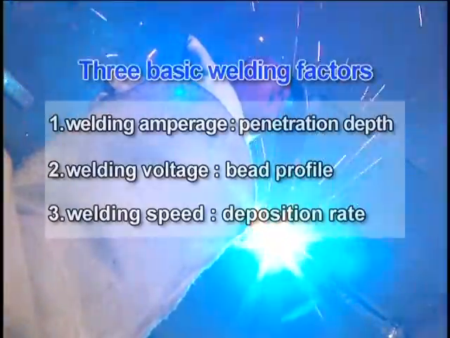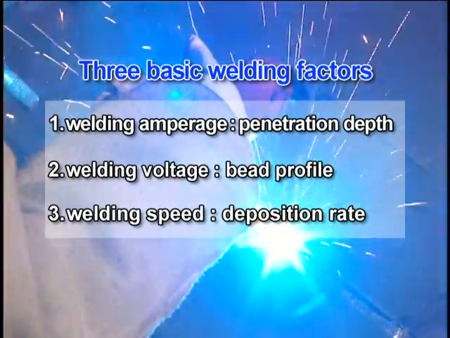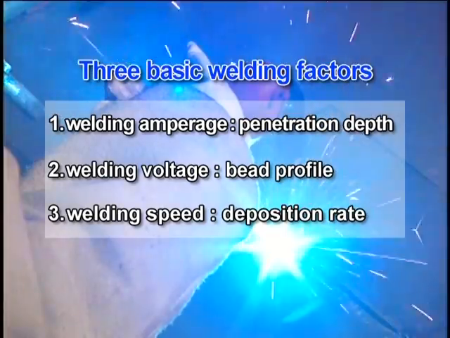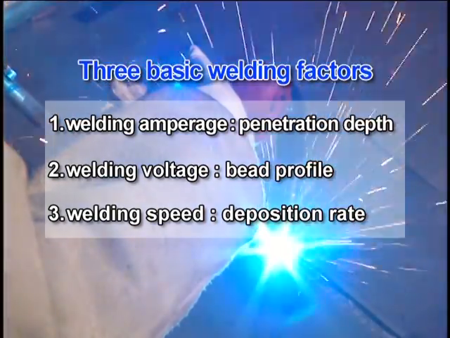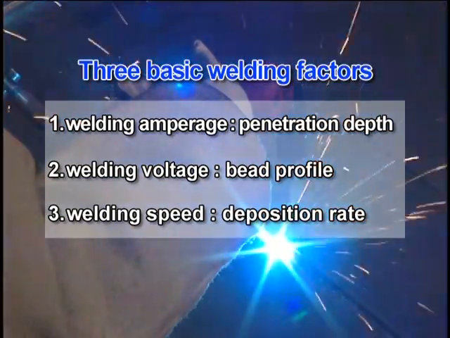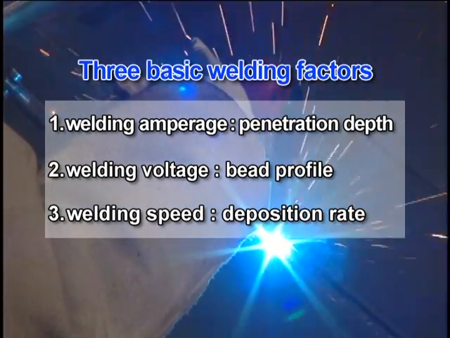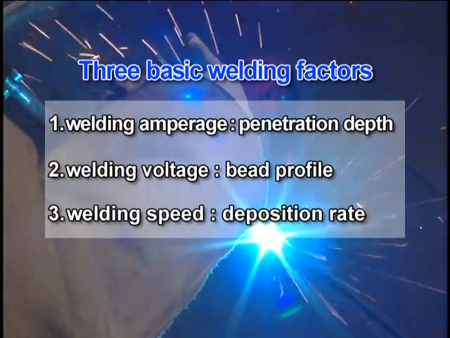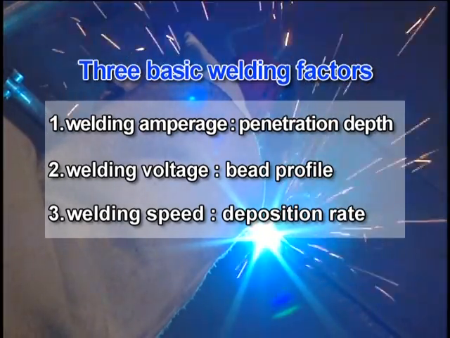Let us summarize. The welding parameters are controlled by the welding amperage, arc voltage, and travel speed. The welding amperage mainly affects the penetration, the arc voltage affects the bead shape, while travel speed is related to the amount of weld being deposited.